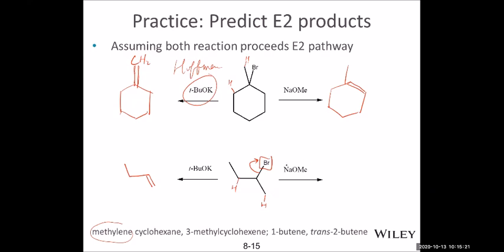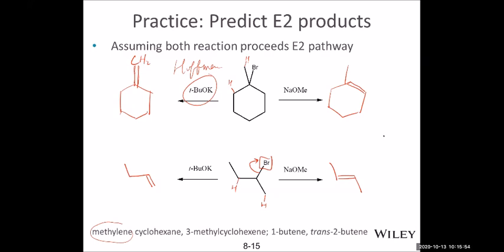With a small base, it'll take away the proton from the more substituted carbon, because thermodynamically it is more stable when the alkene double bond has more methyl groups around. So the small base takes away this hydrogen, and also gives you the trans product. Keep in mind the trans is regardless more preferred than cis, because of the eclipse, the steric effect.